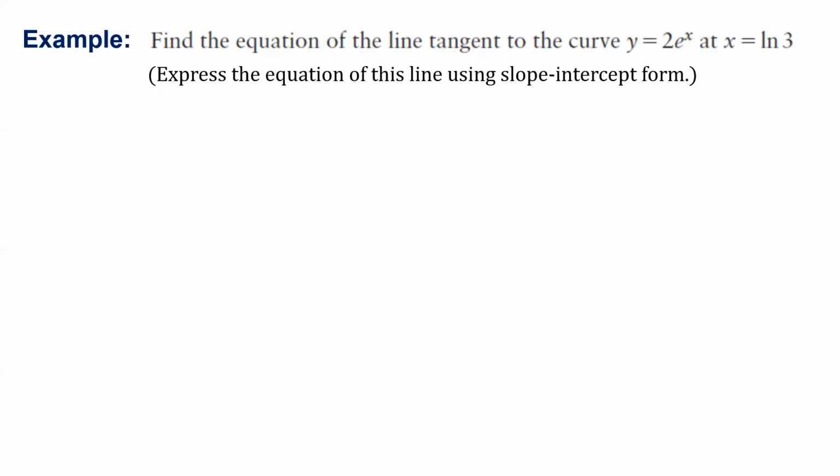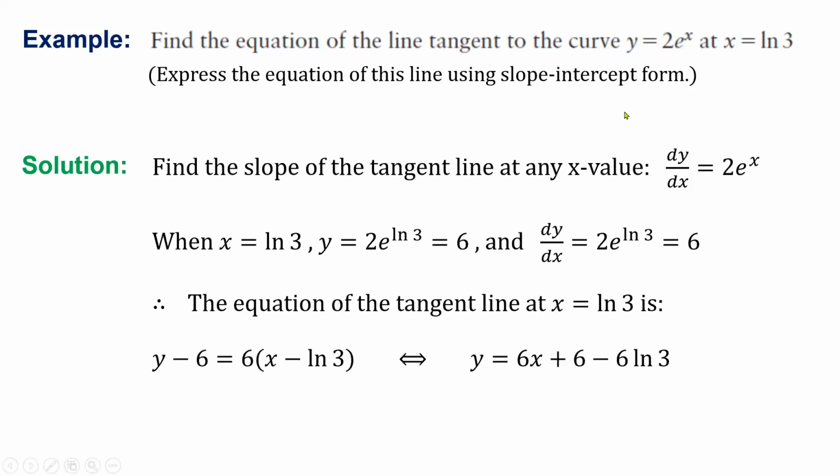Okay, you should have finished now. So in order to find the equation of the line tangent to the curve at some point, first of all, we can find the slope of the tangent line at any x value, right? That means to differentiate this function. First find the slope of the tangent line at any x value by finding its first derivative dy by dx. This is the slope of the tangent line at any x value, right? Which gives us 2 times e to the power of x.